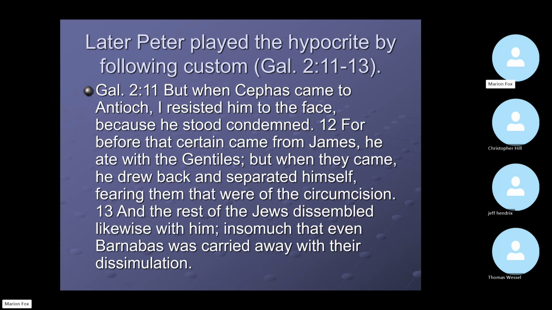And even Barnabas was carried away with this dissimulation, with this hypocrisy. And so Barnabas should have known better, because Barnabas had gone out in the first missionary journey with Paul. But he got carried away with it too. It is possible, and we need to be aware of it, that any time we can be pressured and not think clearly and then do something we shouldn't do.